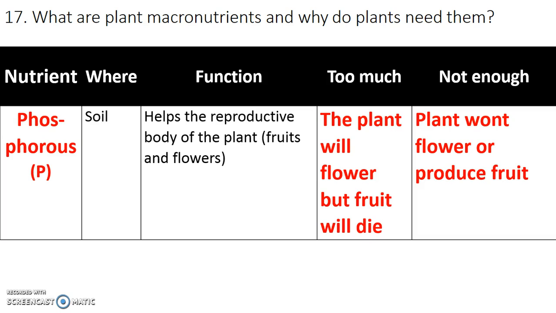It's sort of like the Octomom scenario. When you have 15 babies inside of you, you can't really support all of them. Not enough, the plant won't flower and the plant won't produce fruit. So nitrogen is good for crops that are mostly green, grasses, whereas phosphorus is good for flowering crops. Stuff like lemons, limes, citrus, roses would want more phosphorus.